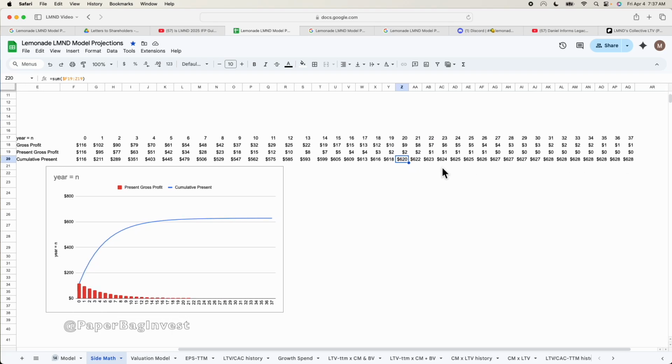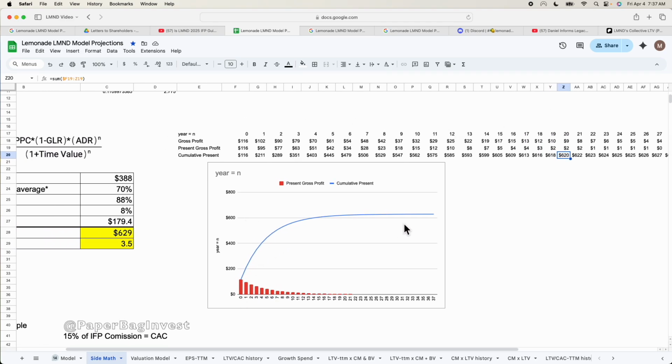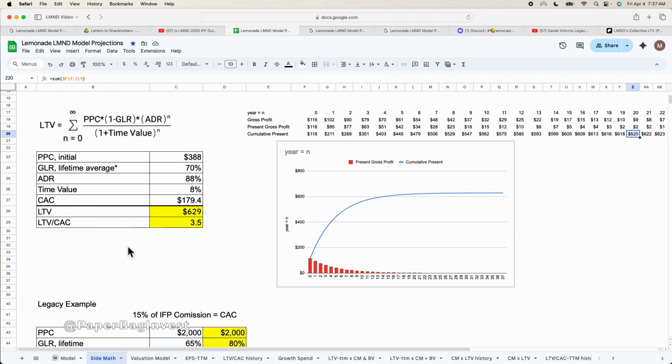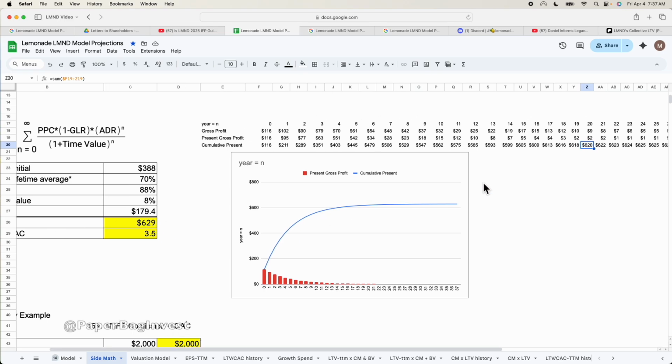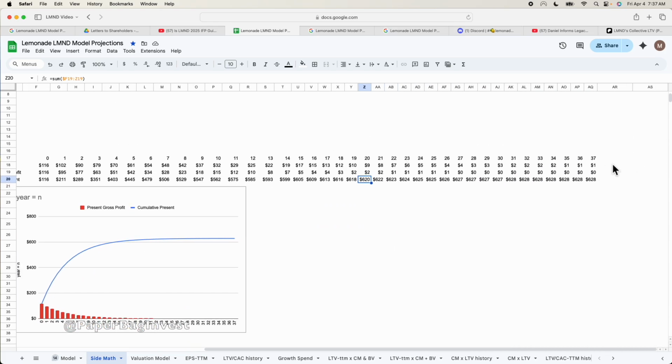So you converge, as the graph shows here, towards this final value. It doesn't matter. This goes from N equals zero to infinity. Even if we added rows from 37 all the way to infinity, it wouldn't change the value.